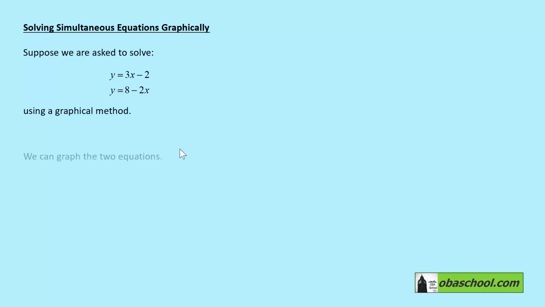Solving simultaneous equations graphically. Suppose we are asked to solve y equals 3x minus 2 and y equals 8 minus 2x simultaneously, using a graphical method. Remember, to solve simultaneously means finding a value of x and a value of y which satisfies both equations. We can graph the two equations.